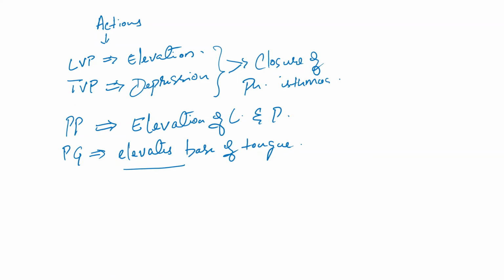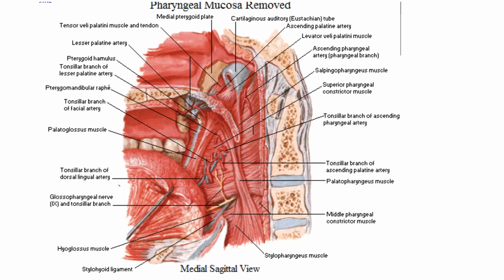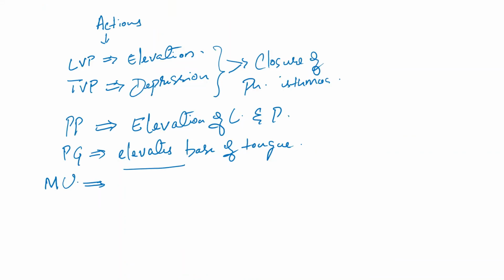The last small muscle is the musculus uvulae. The contraction of the musculus uvulae pulls the uvula forward to its own side, to the same side. So this is about the actions of all the muscles of the soft palate.